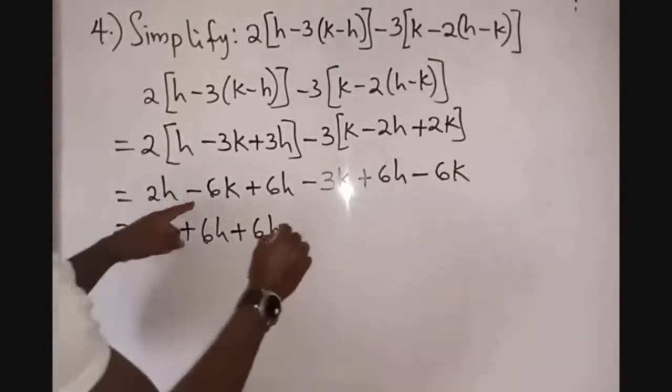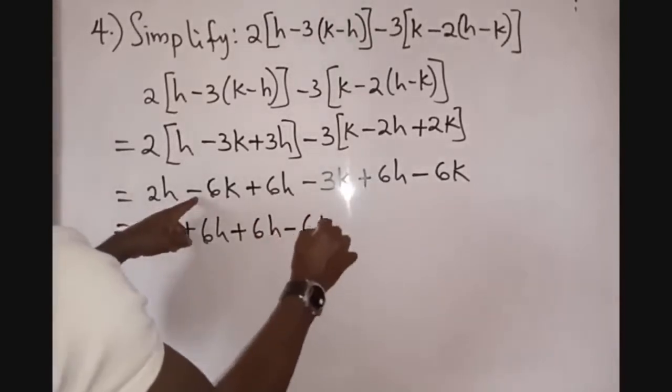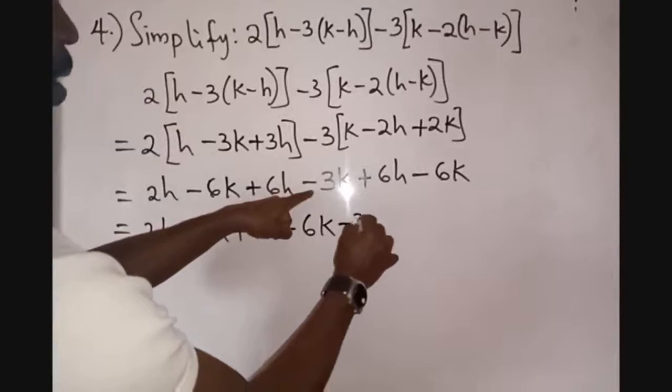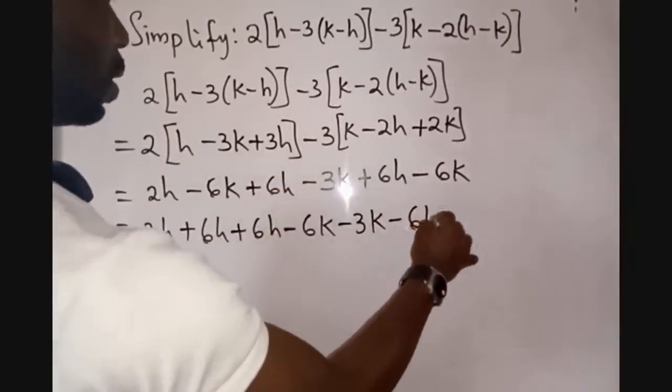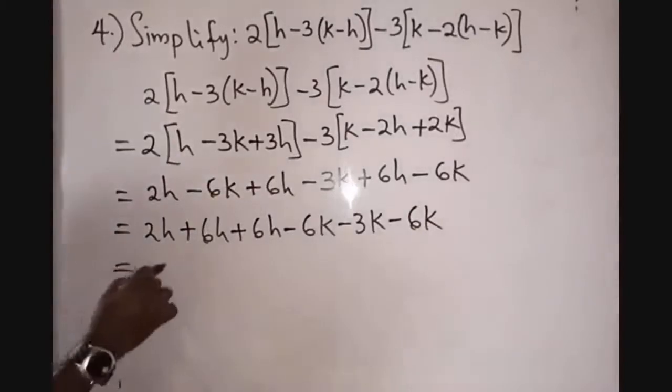So let's go to the k case. Minus 6k. I pick this one again, minus 3k. I pick the last one, minus 6k. So be careful to write your answer now.